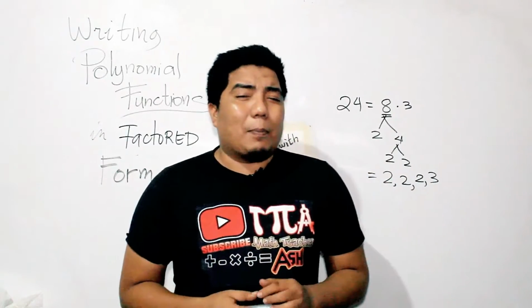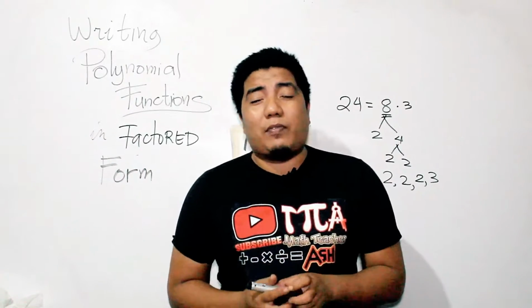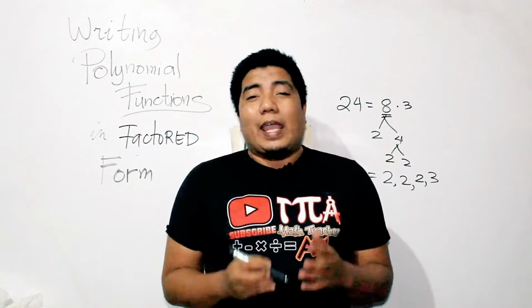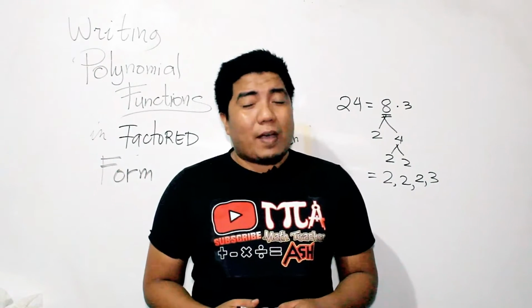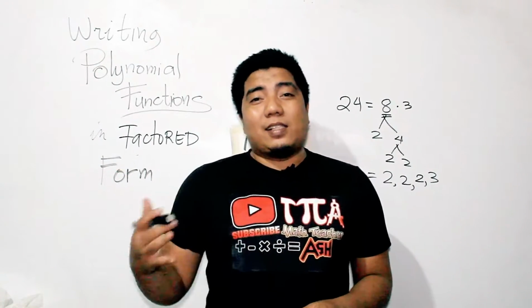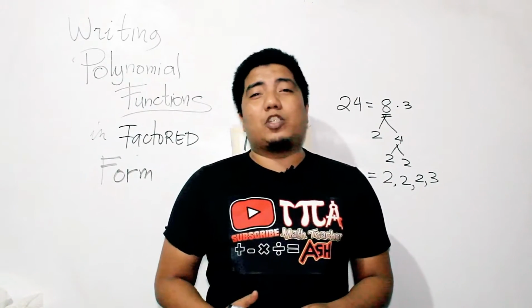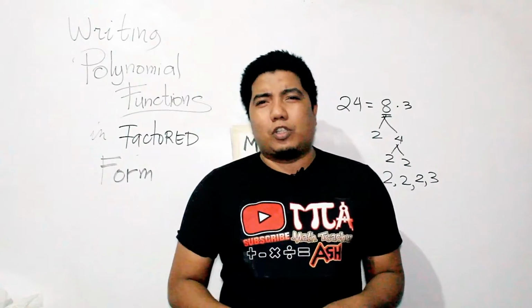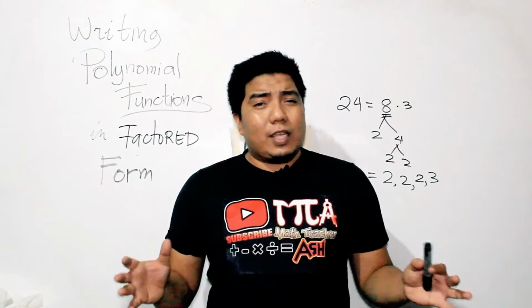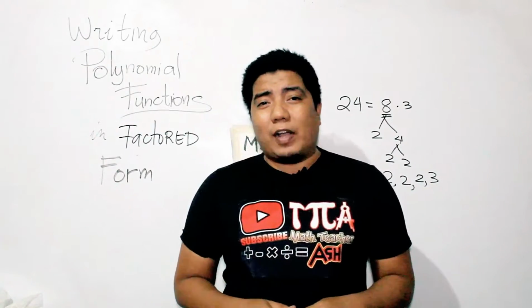But talking about polynomial functions, of course, we are dealing with variables, constants, and exponents, as well as the different types of polynomial functions, such as the zero polynomial function, the quadratic function, the linear function, the cubic, the quartic, and the quintic polynomial functions. So, what are the things we need to consider in factoring polynomial functions?